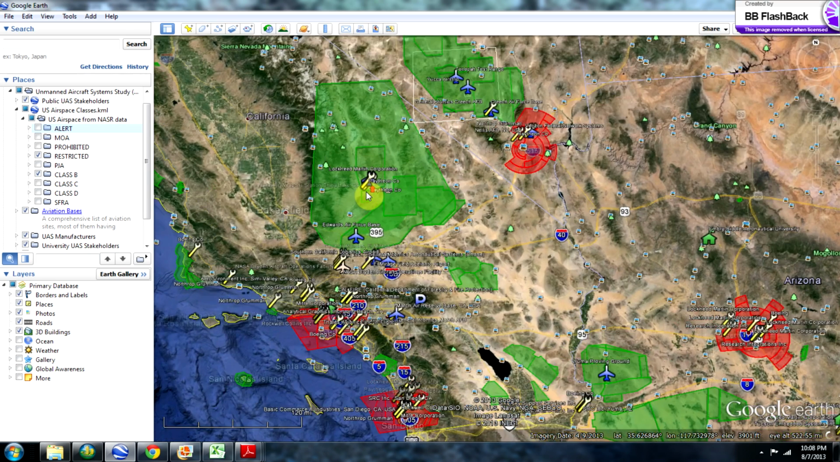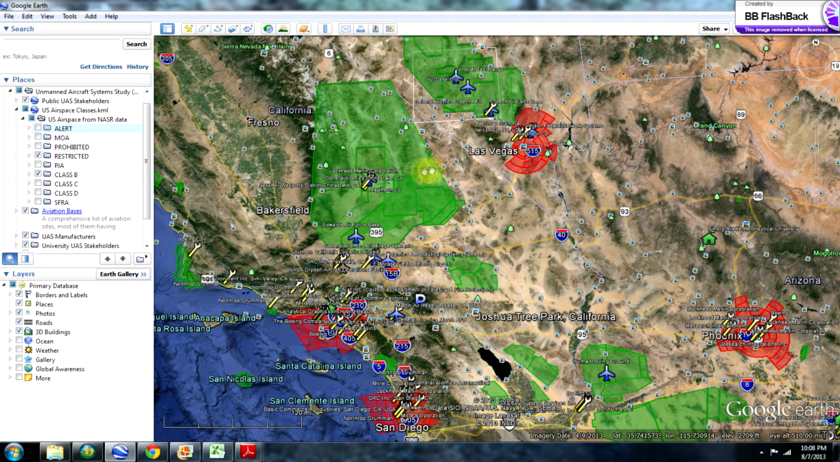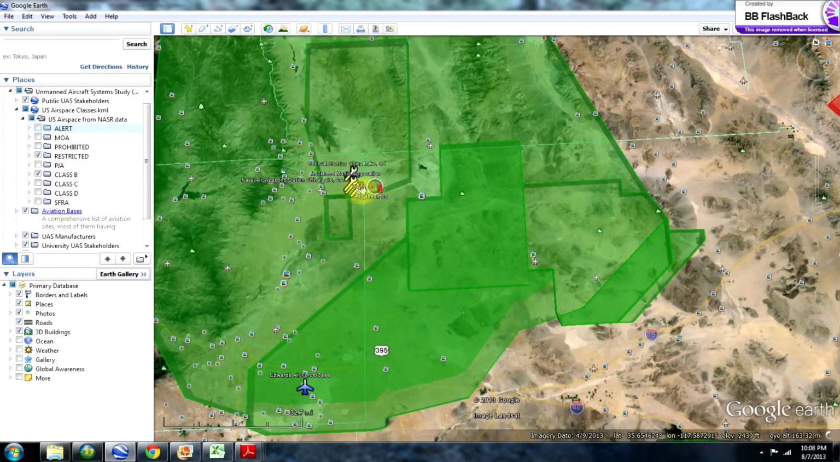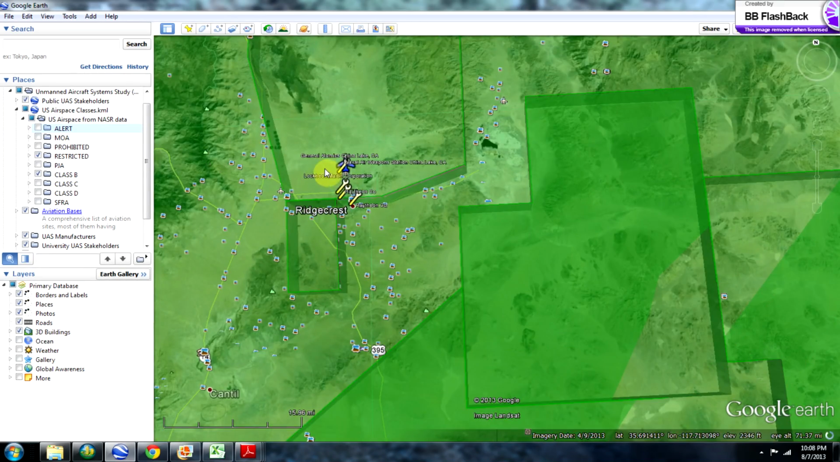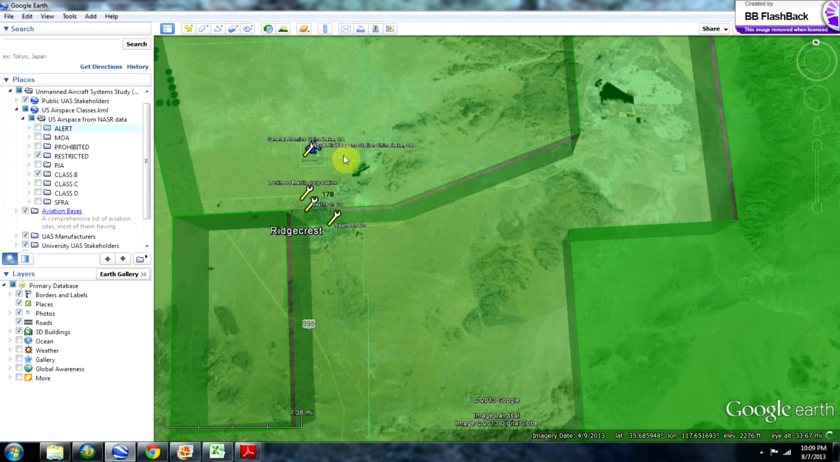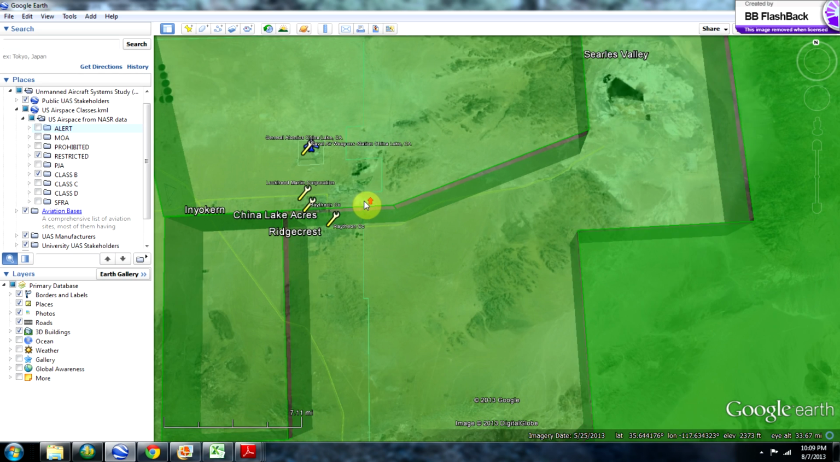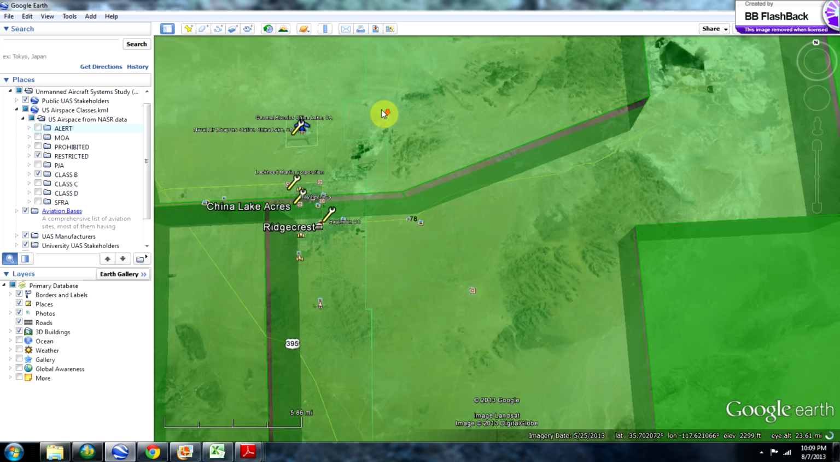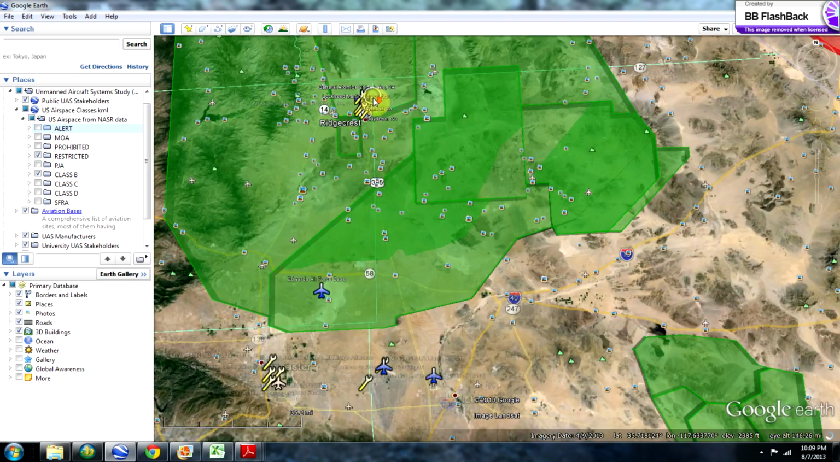If you don't know where this is, this is California, and this is the Mojave Desert out here, China Lake specifically. You can see that there's Raytheon, Lockheed, General Atomics, and this is the Naval Air Weapons Station, China Lake. So this is one of the places that is being proposed for a test site, for example.